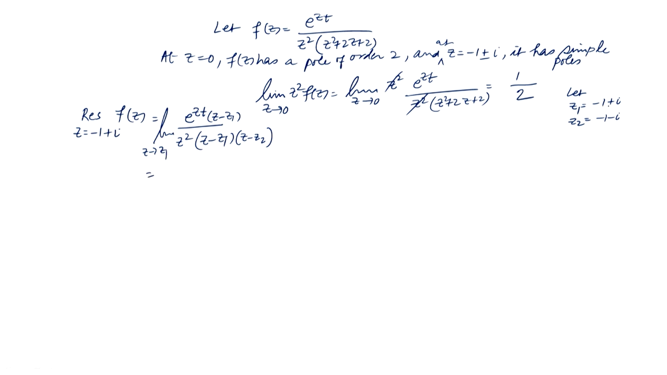z_1 I take as minus 1 plus i. So, this will be e to the power z_1 t, okay. This cancels with this, divided by z_1 square into z_1 minus z_2. Okay. Now, z_1 minus z_2 is equal to 2i. Okay. So, this is e to the power minus 1 plus i into t divided by z_1 square.